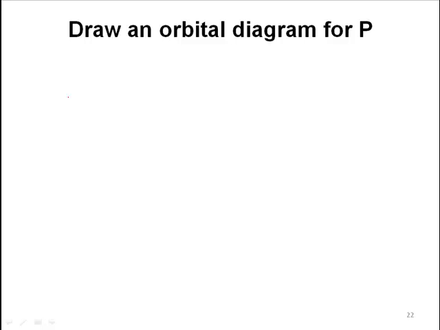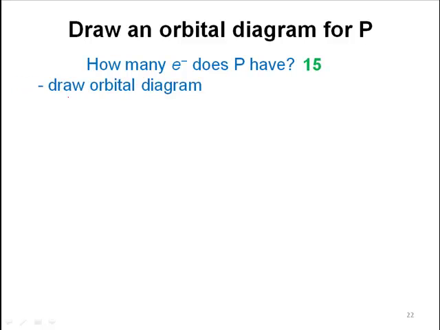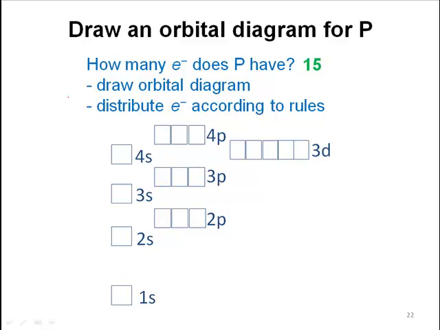P is an atom, though. For an orbital diagram of P, the first thing we look at is the atomic number. That's how many total electrons? 15 total electrons. So we're going to be placing 15 arrows. So, first question, how many electrons does it have? It's got 15. So we draw an orbital diagram, and then we distribute electrons according to the rules.